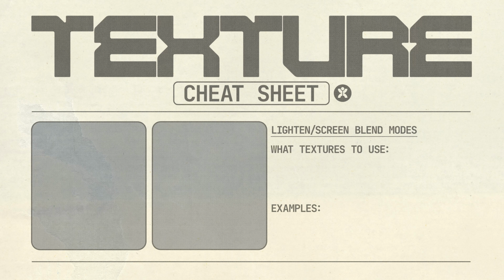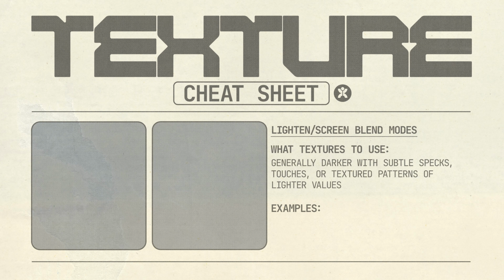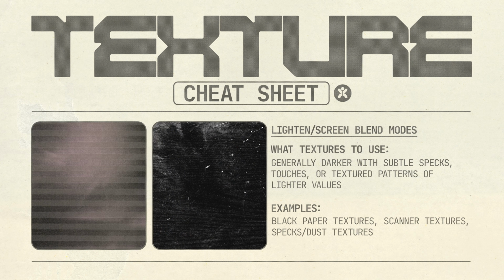And you'd set that texture to screen or lighten to infuse all the dark parts of your design with that texture. So something like a dark black paper texture or a scan texture that is on the darker side will usually get that look. So screen and lighten are going to isolate the light parts of your texture and apply that to any darker spots on your artwork.